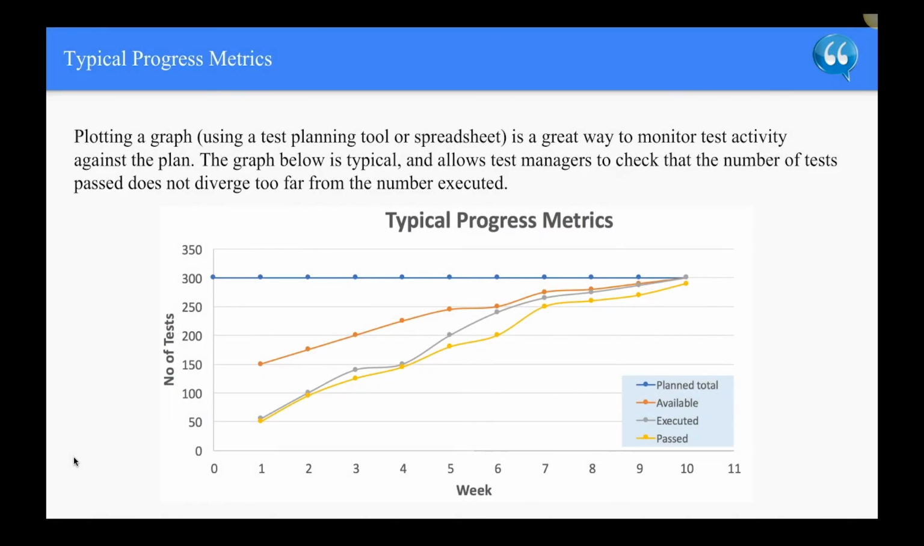Typical progress metrics. Plotting a graph using a test planning tool or spreadsheet is a great way to monitor test activity against the plan. The graph below is typical and allows test managers to check that the number of tests passed does not diverge too far from the number executed. So it's always good to use something to measure the goal and the progress and where you are, for yourself and the test manager and the other stakeholders. This is something that you're going to see while you're working on tests.